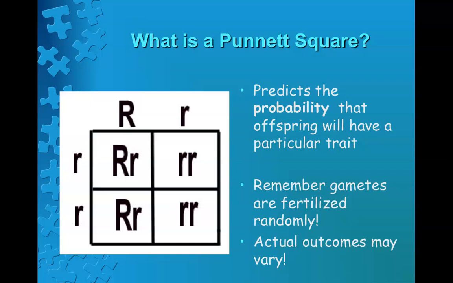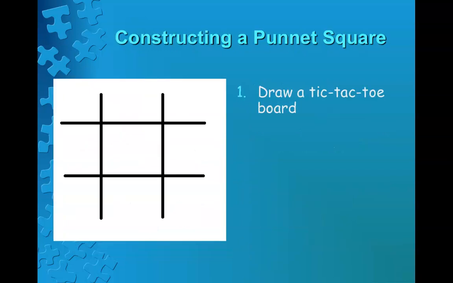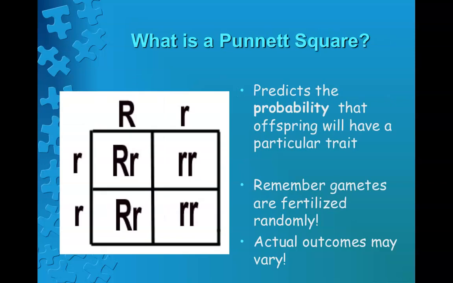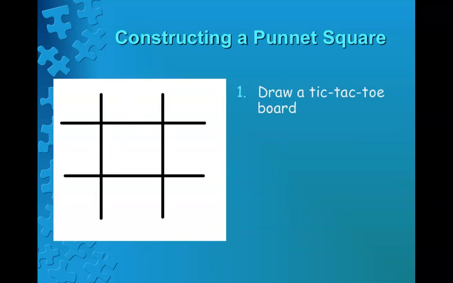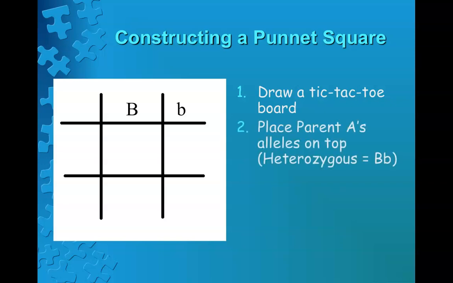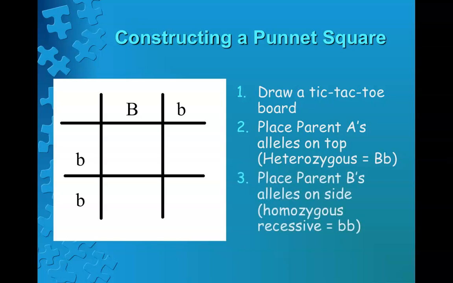segregation and independent assortment. So, a quick brush up: how do we do the Punnett squares? You can do the tic-tac-toe board like this one, or you can just do the box like that, whichever works better for you. If we do the tic-tac-toe board, we place parent A's alleles across the top. Conventionally, that top section is usually the father's. So if you know the sex, that's generally dad's information.